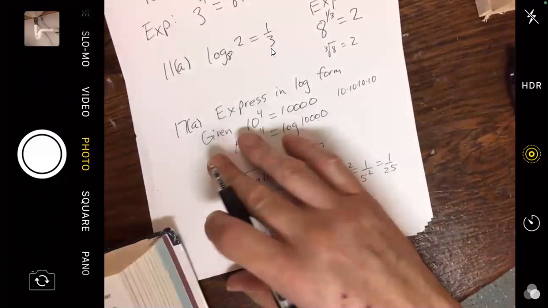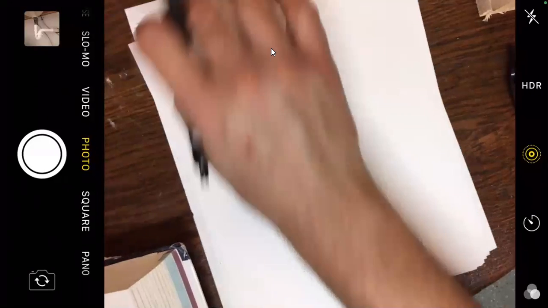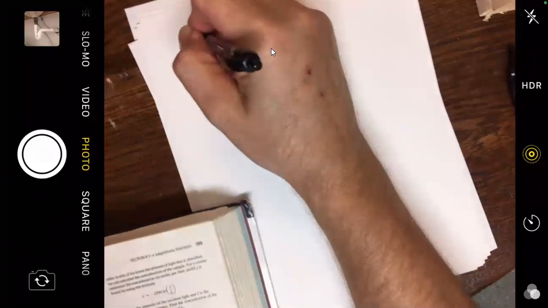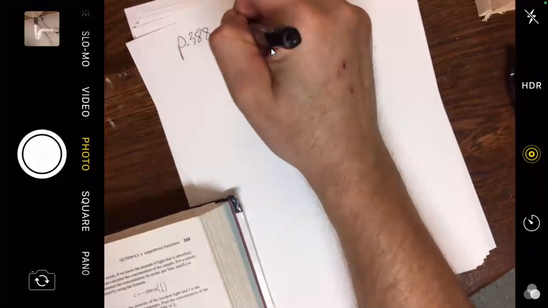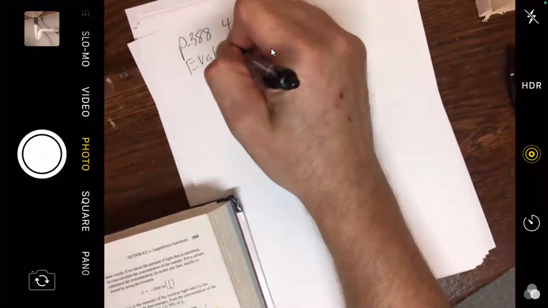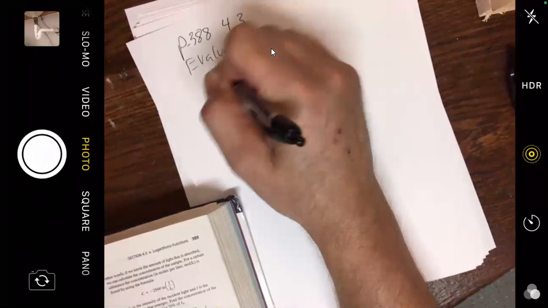All right, why don't we try to evaluate some of these. Some of these are pretty easy, and some of these are a little trickier. Page 388, we're still on 4.3. Evaluate 25a.